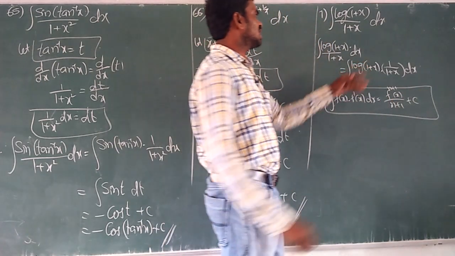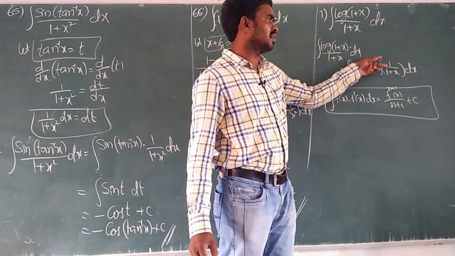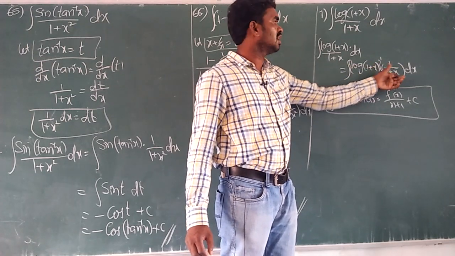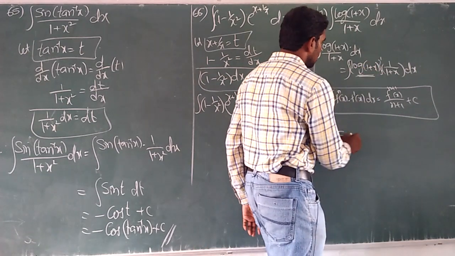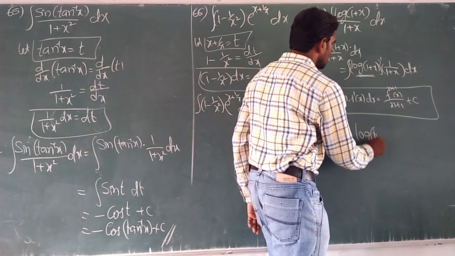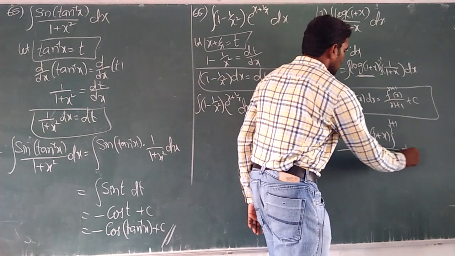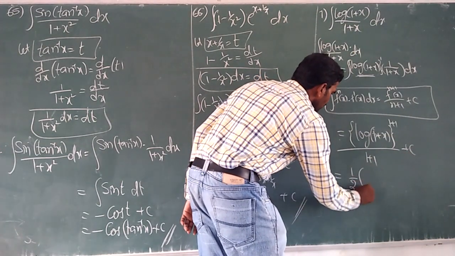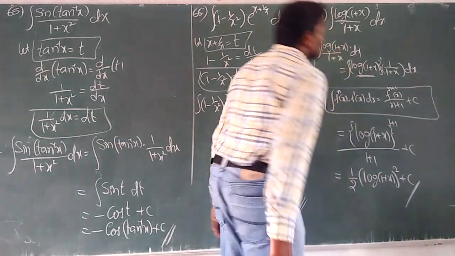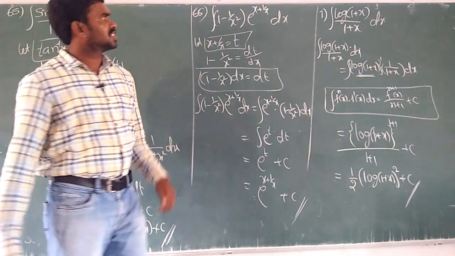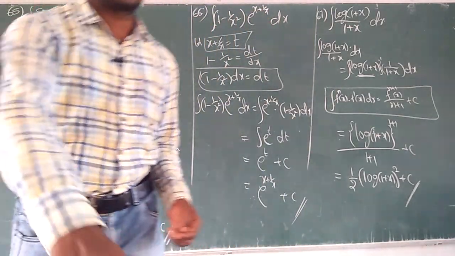Here, log of the function whole power is 1 only. So this is function power n into function derivative. It is in that form, so we can apply this formula. According to this formula, this is the function, so we get log of 1 plus x whole power 1 plus 1 by 1 plus 1 plus c. So this is 1 by 2 into log of 1 plus x whole square plus c. This is the answer. That's it. These are the 67 very short questions we have completed. So next, long questions.